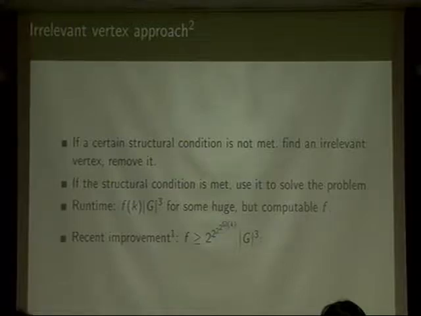There was an improvement by Kawarabayashi and Wollan in 2010, a quantitative simplification of the original proof by Robertson and Seymour. And this also led to an improvement in runtime. In particular, they found a bound on F that is somewhat bigger than a small tower of exponentiations, but not much bigger. So it's not really explicit in the proof what the F would be, but it is clear that it's not much bigger than this, and in particular much better than the old F was. Still, it's quite big. So one would want to improve it further.